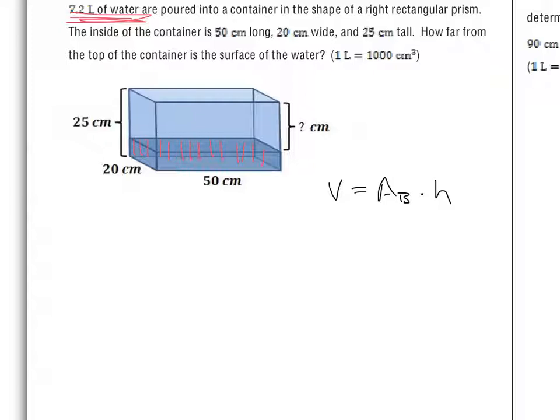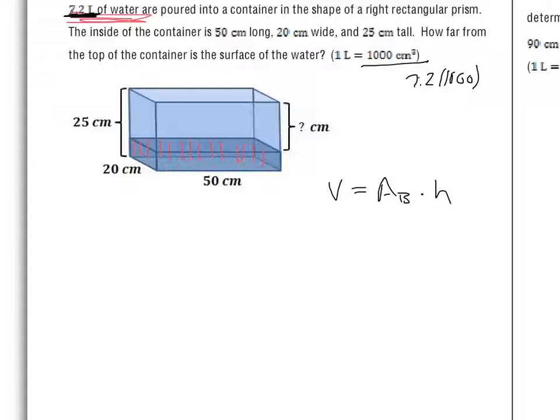Am I given the volume? The answer is yes, we're given the volume. So when we're plugging into this equation, we're going to be able to plug in for V, which means we're going to have to do some equation solving. It tells me it's 7.2 liters. It gives me the hint down here that 1 liter is 1,000 cubic centimeters. So to convert my liters to cubic centimeters, it's 7.2 times 1,000, so it's going to match the units of my volume.